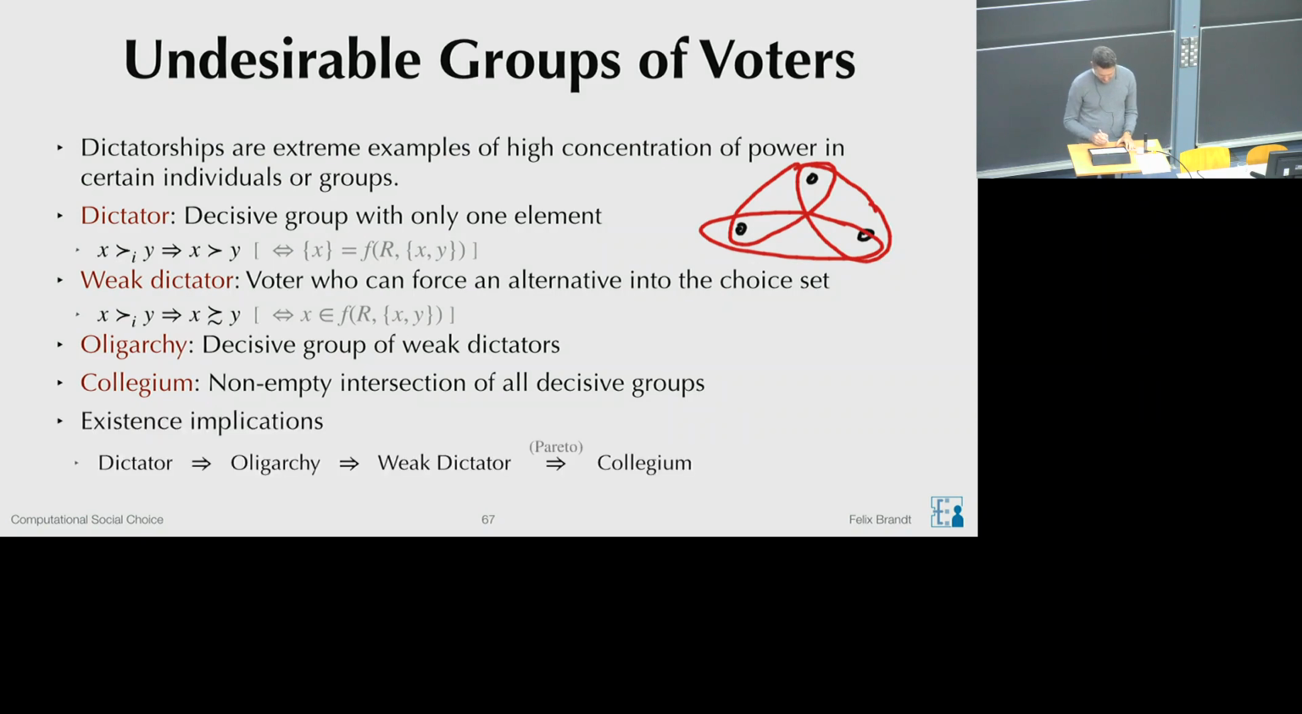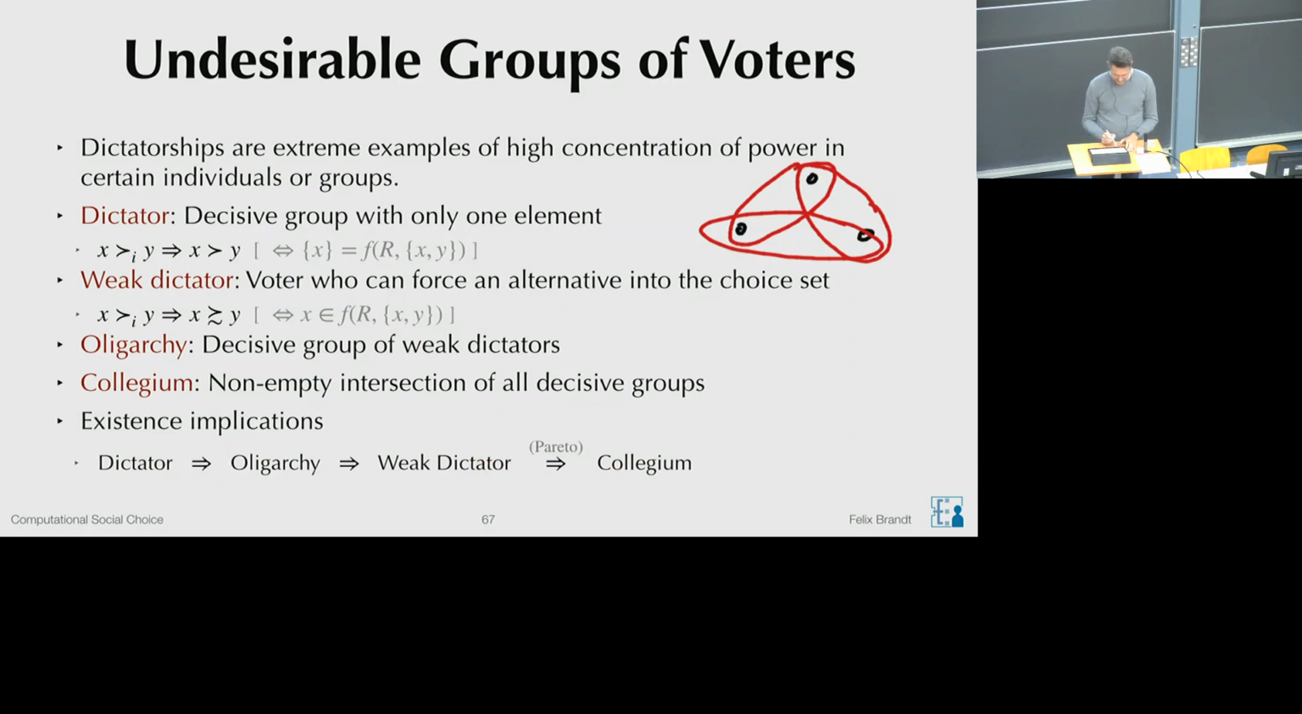Okay, so now what one can show is that these notions form a hierarchy. Two of these implications are really just straightforward. So dictatorships are stronger than oligarchies, which are stronger than weak dictatorships, and then weak dictatorships are stronger than a collegium.